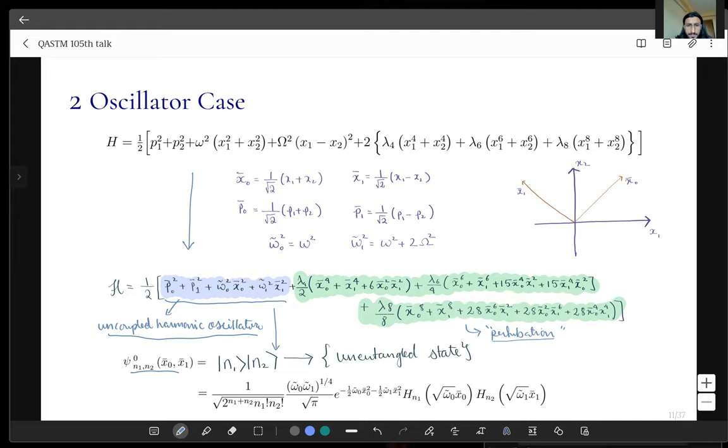Okay. Yes, sir. Now you are doing some kind of field redefinition or some kind of normal mode, some kind of coordinate transformation. Yes, a coordinate transformation. Once you do that, you can re-express the Hamiltonian in a form such that one can see that this coupled contribution will vanish in the new coordinates. Yes, sir.